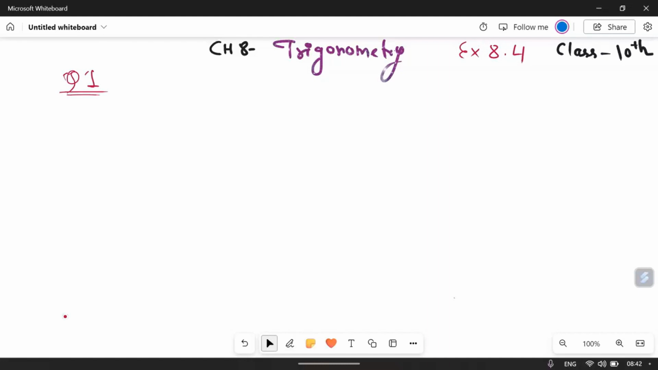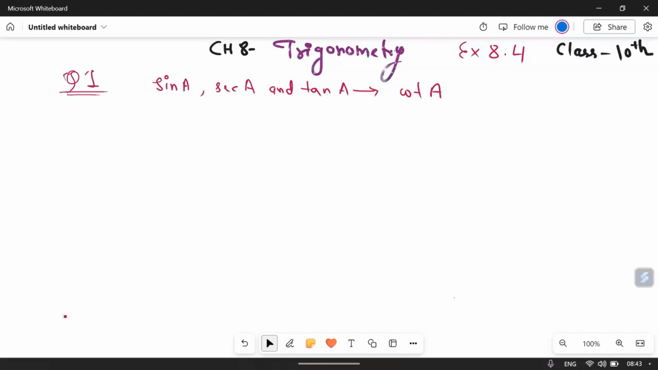This is the question number 1. We have to express the trigonometry ratios sin A, sec A, and the last one is tan A in terms of cot A. In terms of cot A, we have to express this.